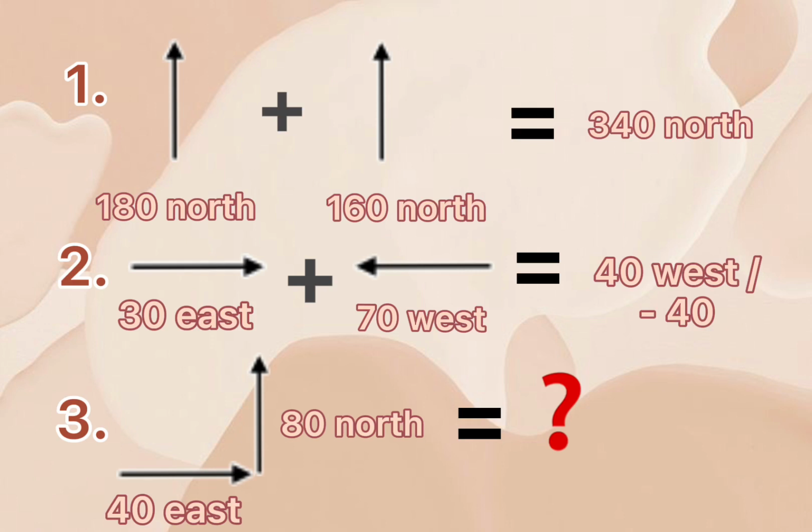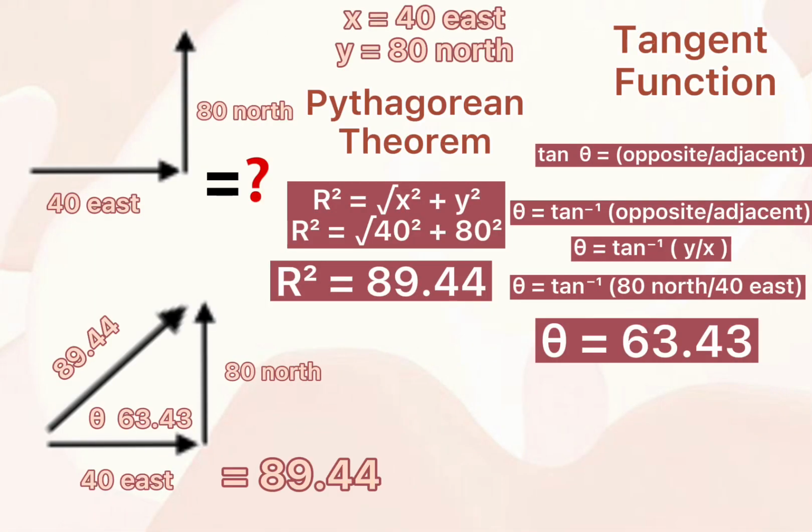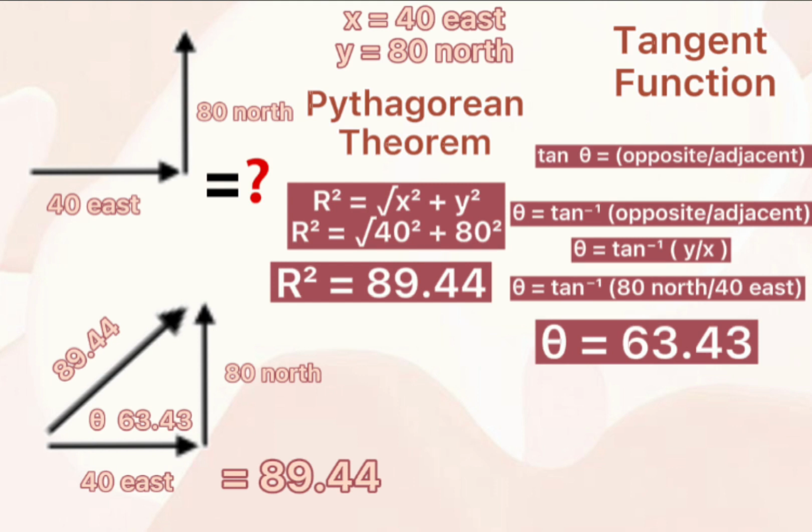But what if it is in a different form, just like example number 3? So, we will find a new way to solve a problem like this. In example number 3, the given numbers are 80 north and 40 east, which are both positive. First, we need to find x and y. If we place that in a Cartesian plane, y is equal to 80 north and x is equal to 40 east.